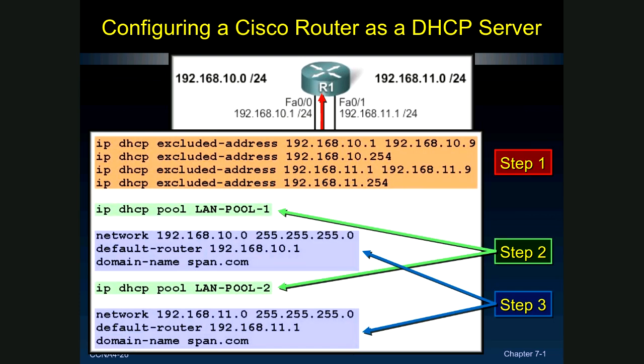Okay, let's look at the actual configuration on a router here. There's a router R1 at the top of the screen with 2 Ethernet interfaces. So he's got a 10 dot network and an 11 dot network, and he's being a DHCP server for both of them. So the first thing we're going to do is exclude the addresses from the 10 dot network we don't want to be given out. So they've excluded the first 9 available addresses and the last available address. And then for the .11 network, he's done the same thing. He's excluded the first 9 addresses and the last address.